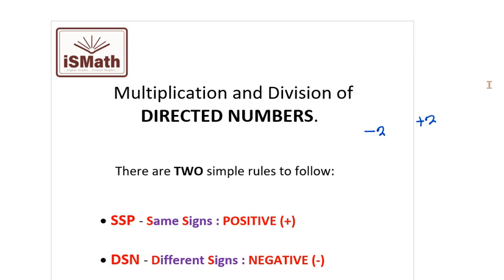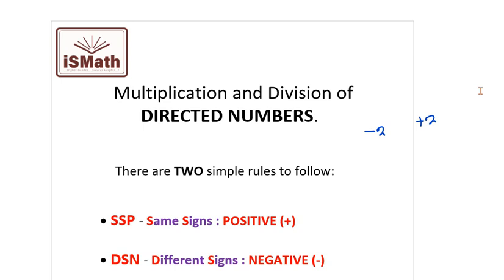This class is to look at how to apply simple rules to see how we can multiply and divide directed numbers. So let's get to it. The rules are simple. We have SSP to help us to remember. They're like acronyms, SSP and DSN. SSP means same signs, and whenever you have same signs, you should end up having positive as your answer. If you have different signs, negative should be your answer. In other words, we're looking at the sign that we would come up with when directed numbers with their own respective signs multiply or divide themselves.